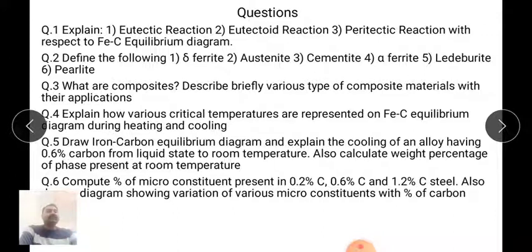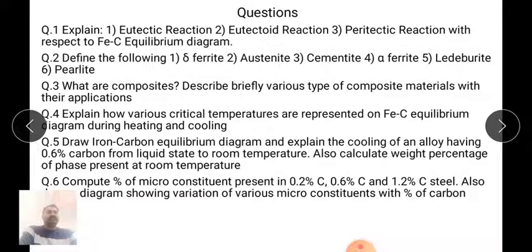Okay, then the next question is: what are composites? Describe briefly various types of composite materials with their applications. Now in the first unit, while studying material science, or classification of materials, we have studied composite materials. Now that composite material means what? It is nothing but the stacking of one material over another, is it? Stacking of one material over another material.